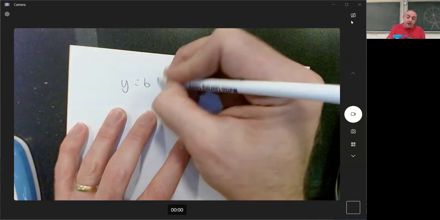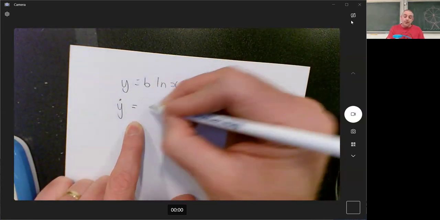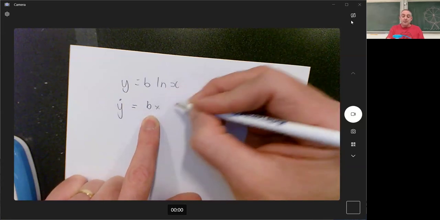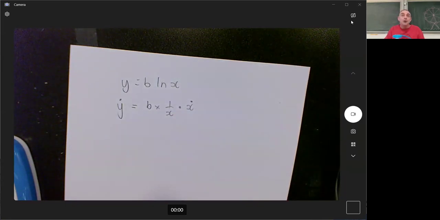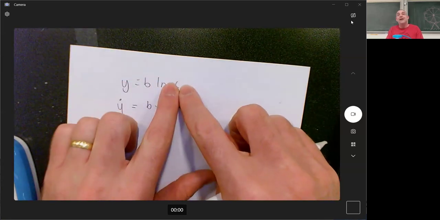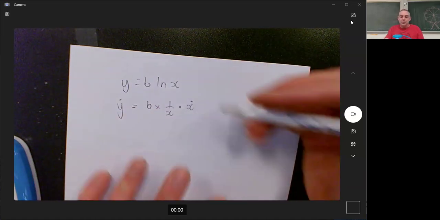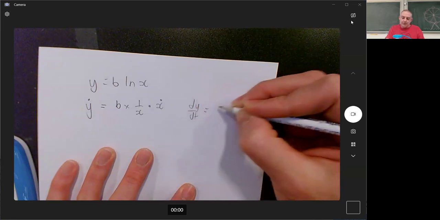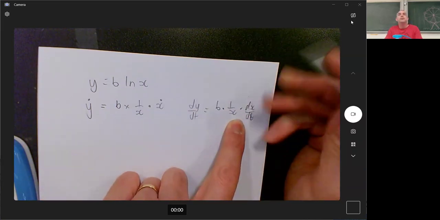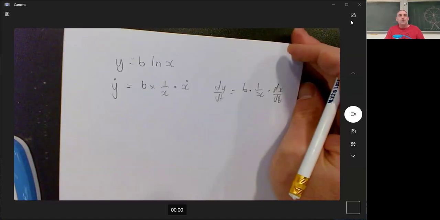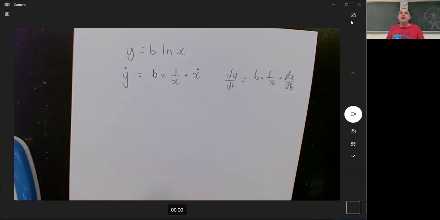So y is b times ln of x, which means that the derivative of y with respect to time would be b, because that's a constant multiplied on, times the derivative of this with respect to x times the derivative of x with respect to time. There's the chain rule with that. So I differentiate this with respect to x, but x is also a function of time, so I have to imagine that needs a derivative too. So if I just want to write this explicitly, dy on dt is b times 1 on x times dx on dt, because x is a function of time. I'm so happy because this is exactly what someone asked about.